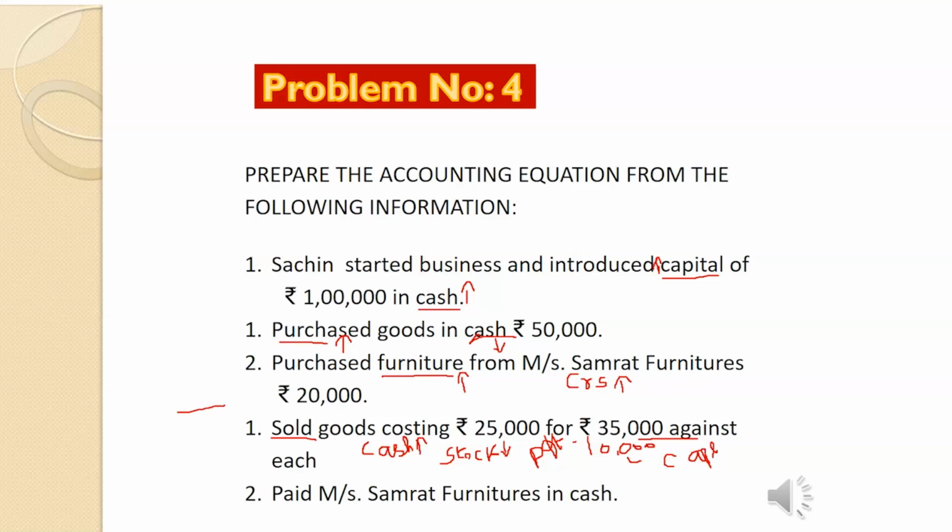The next one is paid Samrat Furnitures in cash. So cash goes out of the business, creditors value decrease. So liability decrease, because the amount is paid to creditors, so automatically liability decreases, cash also decreases.